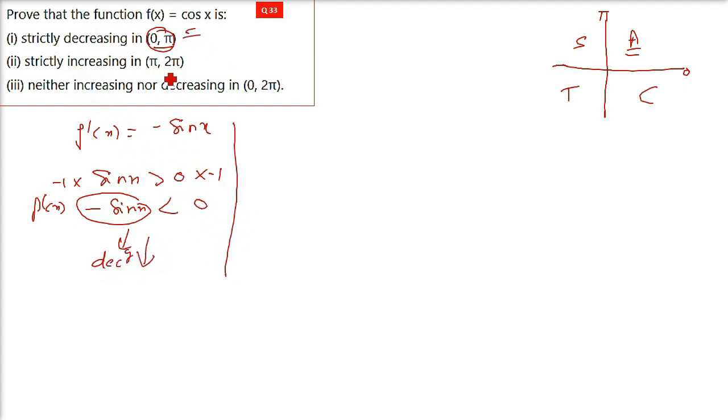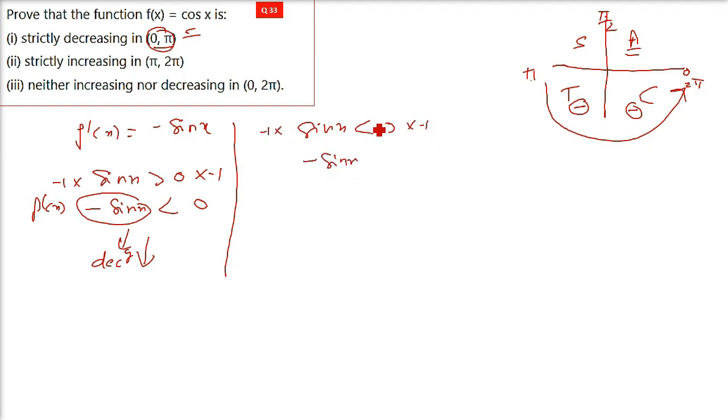Now coming to the second part, pi to 2 pi. So 0, pi by 2, pi, 3 pi by 2 and then 2 pi. We are going from pi to 2 pi, that is the third and fourth quadrant. In the third and fourth quadrant only tan and cos are positive. Sine will be negative here. So sine x is less than 0 in pi to 2 pi. That is very important. Multiply both sides by negative 1, you get minus sine x greater than 0. So f dash x is greater than 0 between pi and 2 pi. So this is increasing now.